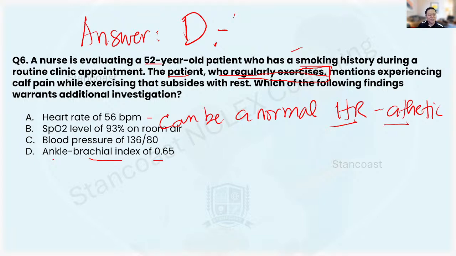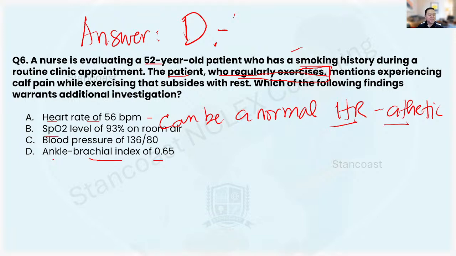All right. So for letter A, a heart rate of 56 beats per minute, and looking into the medical history of the patient, their lifestyle. Guys, don't neglect those medical details. The patient's lifestyle can actually give you some clues. So exercise can probably make their heart rate a little bit slower.